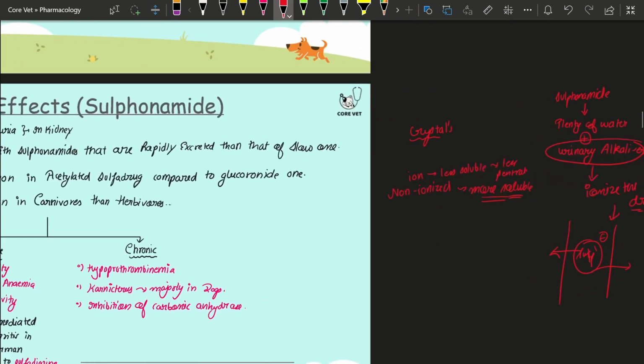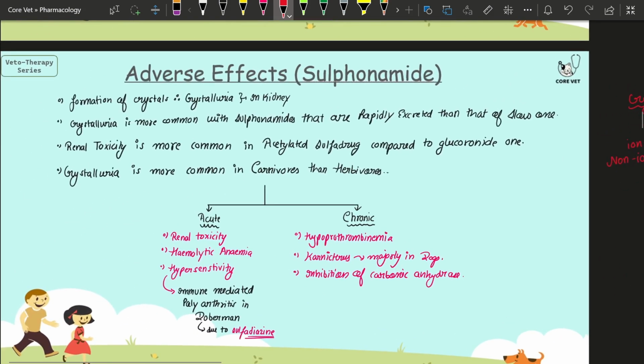If there isn't plenty of water, or you aren't prescribing the urinary alkalizer, it will lead to the formation of crystals in the urinary tubules in the kidney, and will lead to damage of the kidney, right? That's the main adverse effect of the sulfonamide. So it is always advised that you take plenty of water, or you prescribe a urinary alkalizer along with the sulfonamide drugs. Crystalluria is more common with the sulfonamides that are rapidly excreted than the slowly excreted ones. You should remember this point.